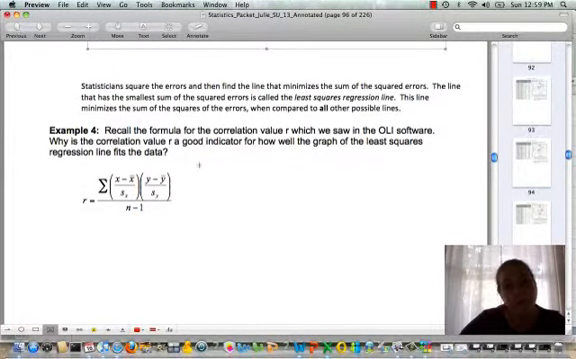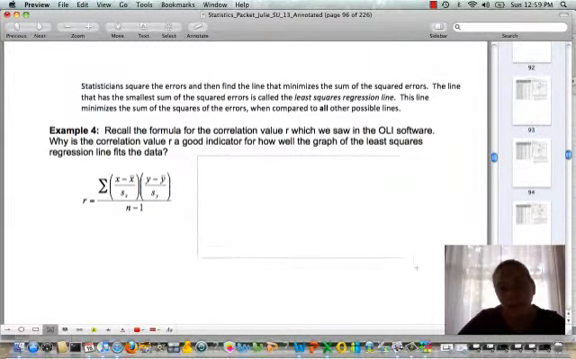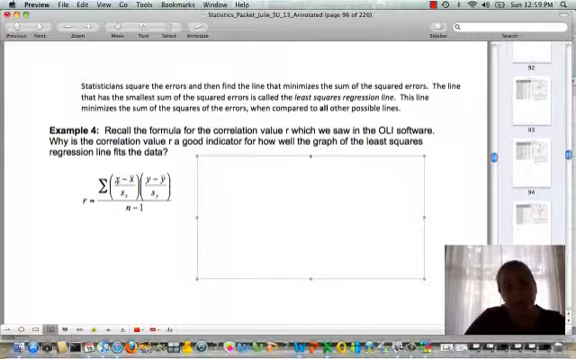Now, example 4 gives this formula for the correlation value R, which you've seen in the OLI software. And we want to talk about why the correlation value R is a good indicator for how well the graph fits. If you look at the formula, we're subtracting right in here. This is the observed minus the predicted value.